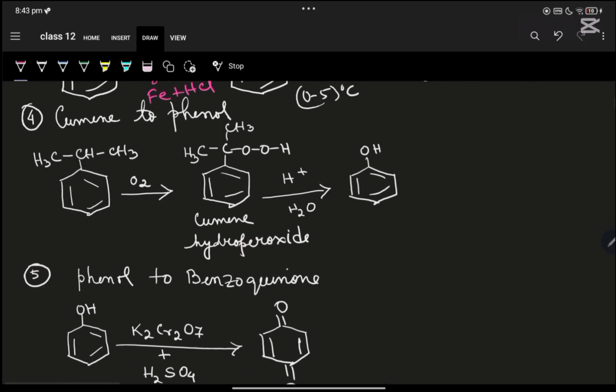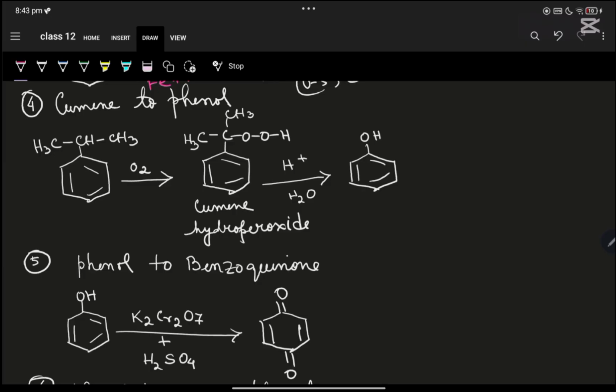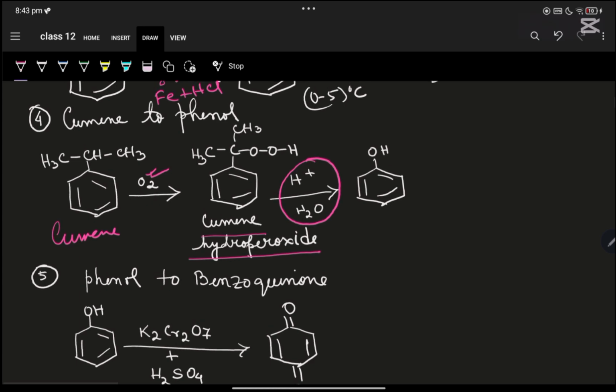So cumene to phenol. Cumene is isopropyl benzene. So this is cumene. You give oxygen and you get cumene hydroperoxide. And then you do H plus, H2O hydrolysis, and you will get phenol. Remember here there is one important side product which is acetone. If this is not asked, because this is only conversion, you need not write acetone.